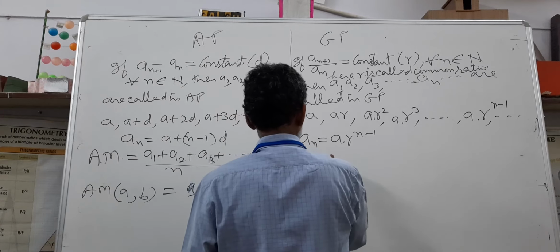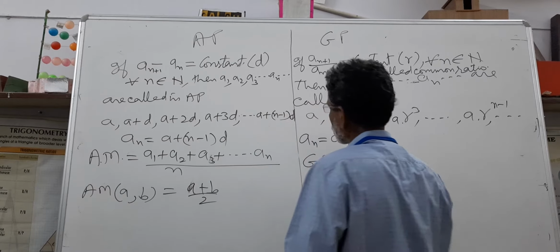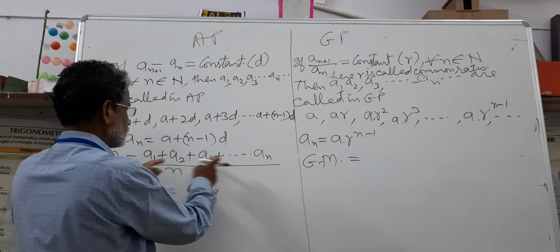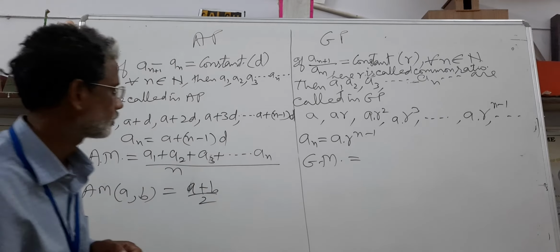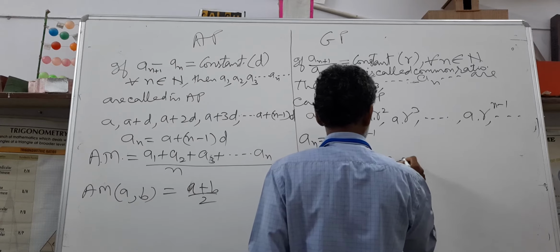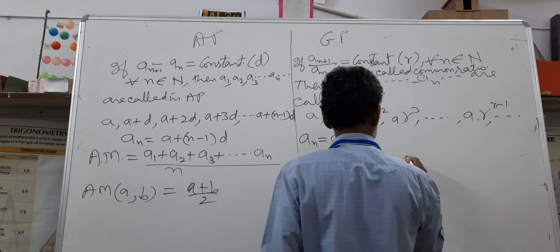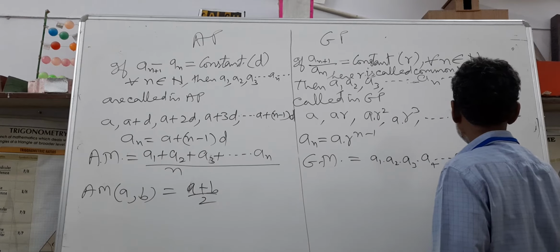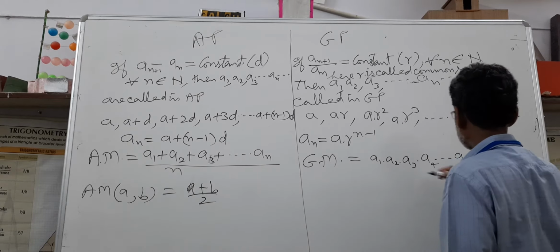Similarly, geometric mean, GM: all plus changes to product, so it becomes A1 into A2 into A3 into A4 dot dot A(n minus 1) into An.